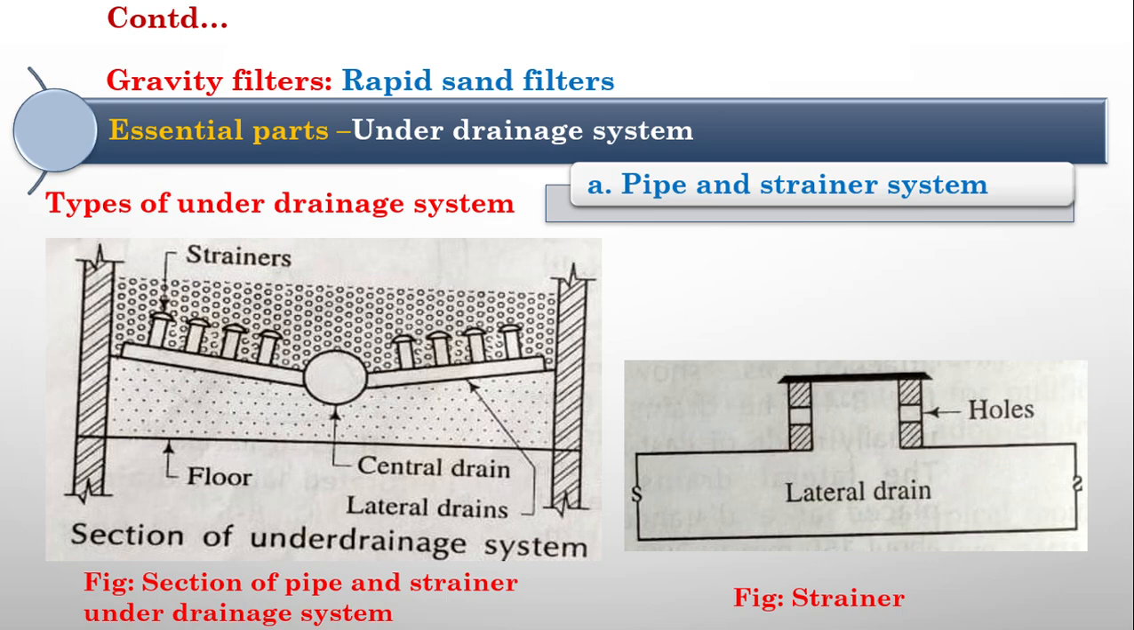So this is the zoomed view of a strainer. A strainer will be there at the sides. It will have holes. This portion is closed because if water enters directly into this lateral drain, it will carry some impurities. For reducing that, we provide holes at the sides. So this is about the pipe and strainer system.